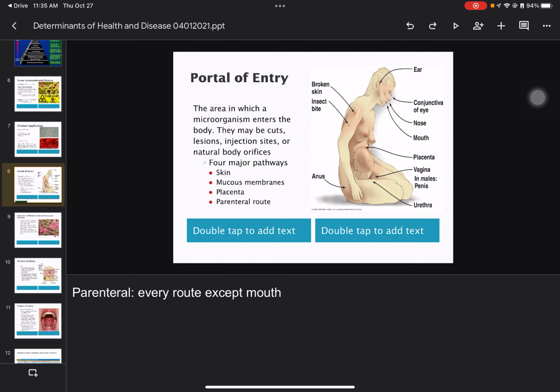Yes. When it says placenta, what does it mean? So there's certain organisms that can cross the placenta, and they can make a negative outcome for the developing fetus. That would be Listeria. Listeria is one of them. There's others, right? But we're gonna talk about some of those in a minute.